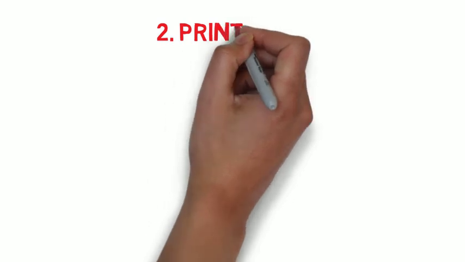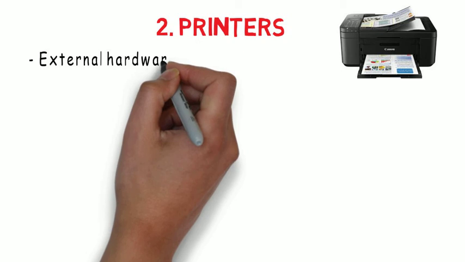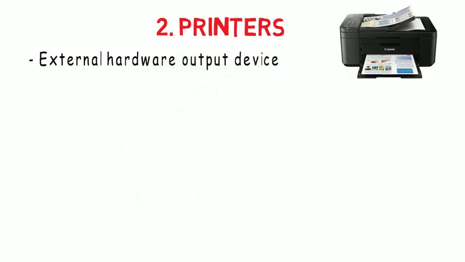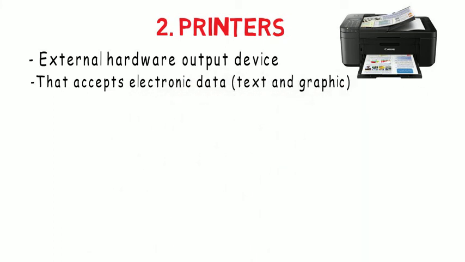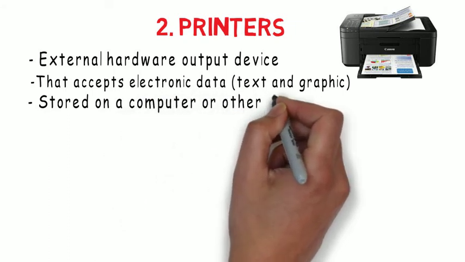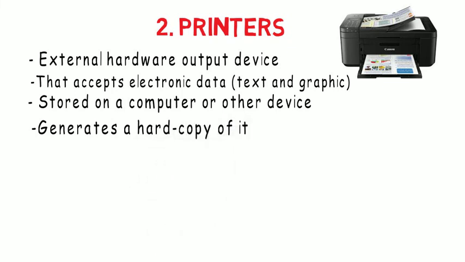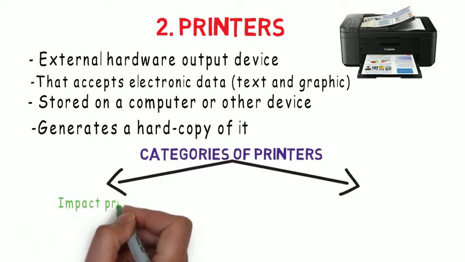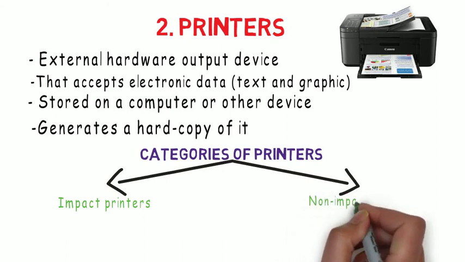So what is a printer? This is the most popular hard copy output device. A printer accepts electronic data. When we talk about electronic data, we are talking about text or graphics stored on the computer, and it generates a hard copy of it. There are two main categories of printers: impact printers and non-impact printers.